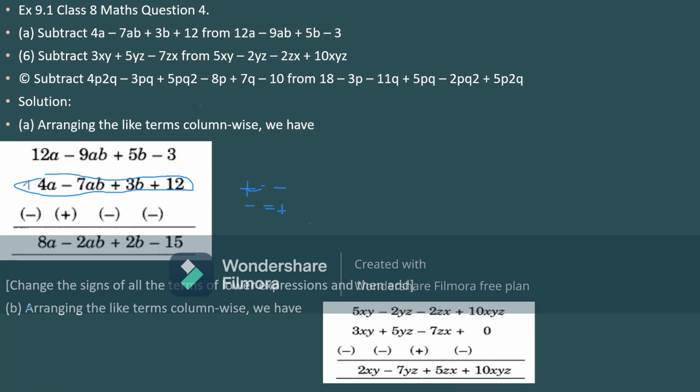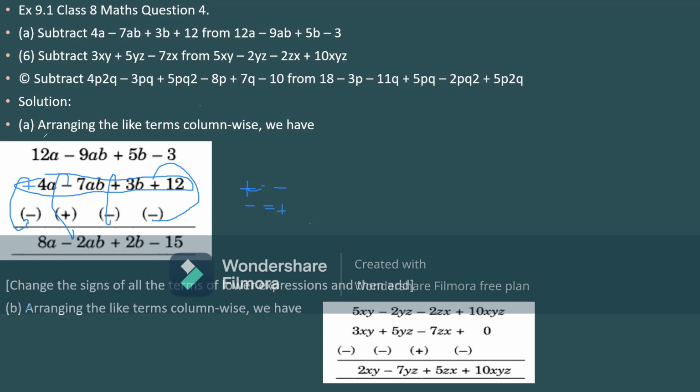If there is nothing, there is plus, which will be changed to minus. If it's minus, it will be changed to plus. If it's plus, it will be changed to minus. Then if it's plus, again it will change to minus. Now you can directly do. If you have different signs, you will subtract and keep the sign which the greater number has.